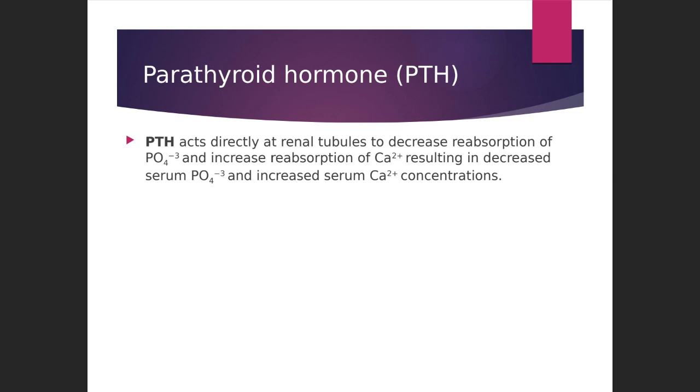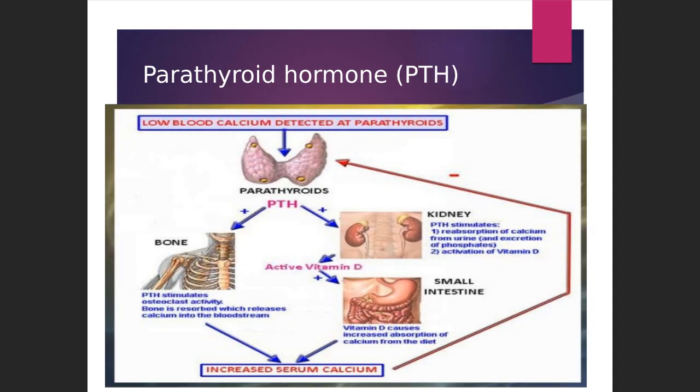Next is parathyroid hormone. This acts directly on the renal tubule and decreases the reabsorption of phosphate and increases the absorption of calcium, resulting in decreased serum phosphate concentration and increased calcium concentration. It affects the kidneys, the bones, and the small intestine, where calcium is getting absorbed in the body.